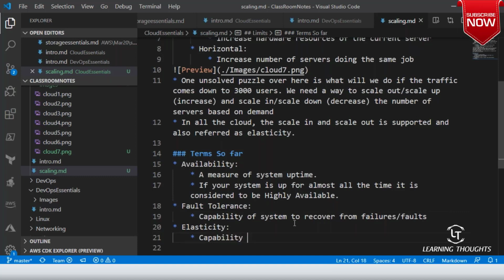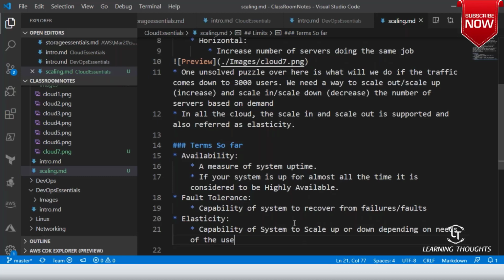Elasticity is the capability of the system to scale up or down depending on the needs of the user. Whether it is automatic or manual is a choice; I have not defined it yet. Depending on the needs of the user is considered elasticity.